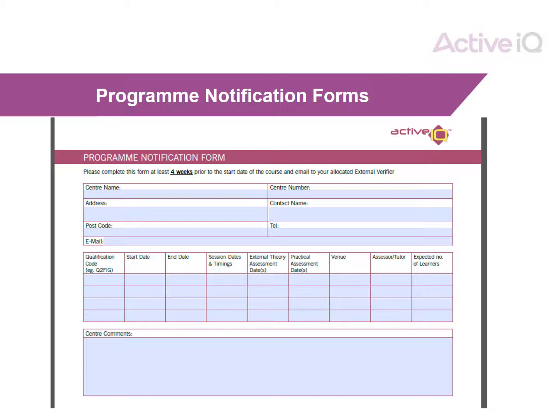This is what a program notification form looks like, and you're looking to complete one of these for every course that is planned, and this form is to be submitted within Active Intel at least 4 weeks if possible prior to this course starting. If you don't have this program notification template, then please contact your external verifier who will send this across to you.